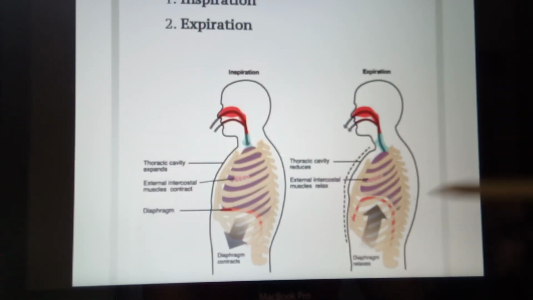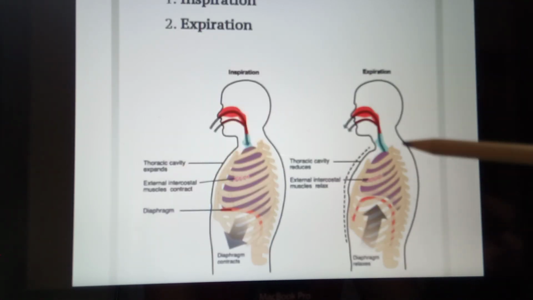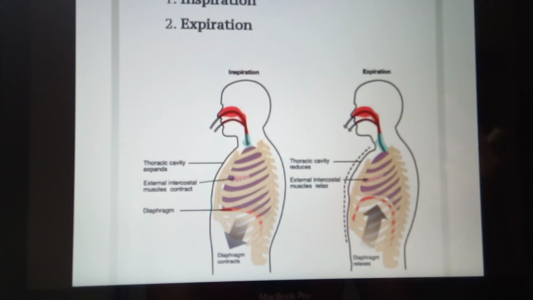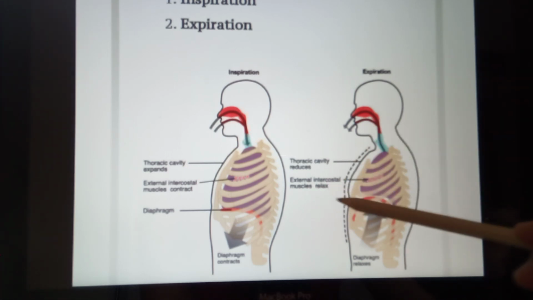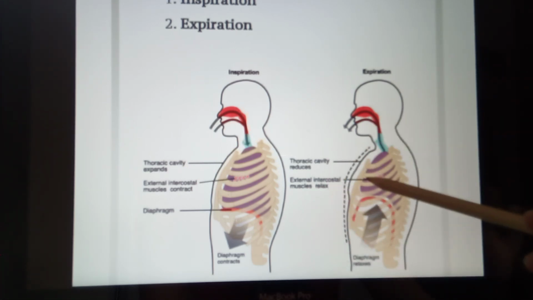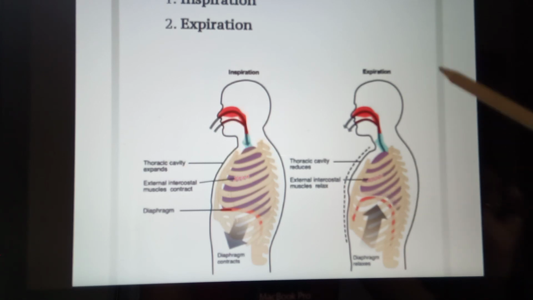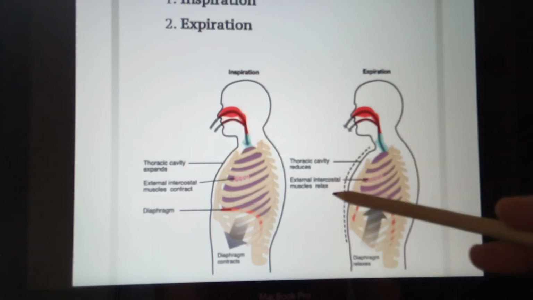Okay, so the first point is inspiration and expiration. That is the inspiration, that is the expiration. So in expiration and inspiration, two muscles are involved. First is the intercostal muscles, and second one is the diaphragm. Two muscles are involved in breathing. Okay, so first we learn about these muscles. First is the intercostal muscles.